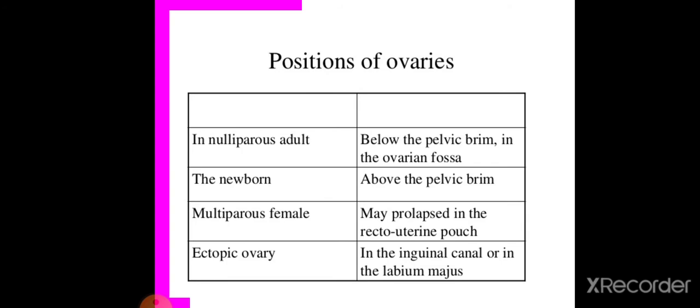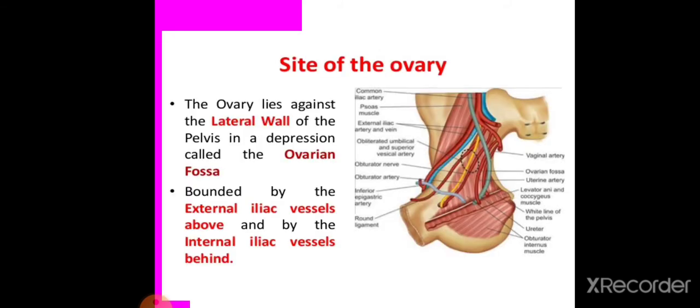Now the position of ovaries is different in different stages of a female. In a nulliparous adult female, it lies below the pelvic brim in the ovarian fossa. In a newborn, it is lying above the pelvic brim. In a multiparous female, it may prolapse into the rectouterine pouch. There may also be an ectopic ovary in the inguinal canal or in the labium majus.